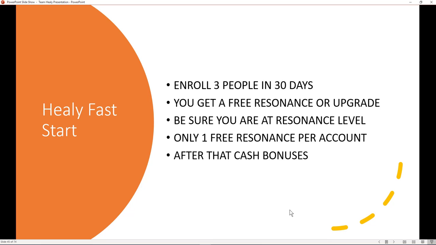Now, what do we mean by upgrade? For example, if you have a Healy Gold, then you're upgraded 1 level up, and that would be to the Healy Holistic Health. If you have a Holistic Health, you're upgraded 1 level to the Holistic Health Plus. So you get those upgrades. And if you have nothing whatsoever, then you're given a Healy Gold. But the key is 3 people in 30 days.